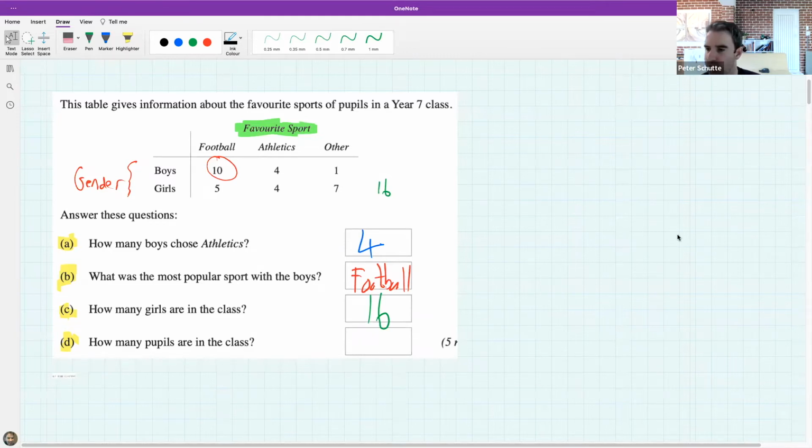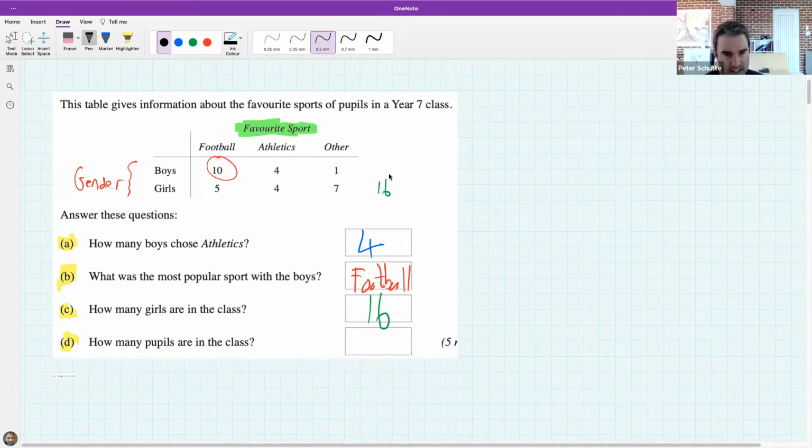Okay, Katlego, let's go to you. Can we unmute Katlego, Lebo? Yes. Katlego, how would you go about getting this? How many pupils are in the class? I think I would add all the number of pupils that are in both boys and girls, Mr. S. Which one would you add?